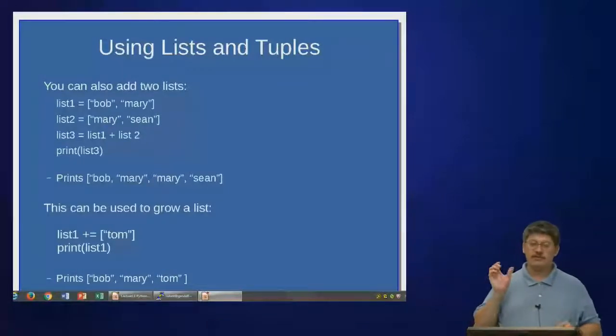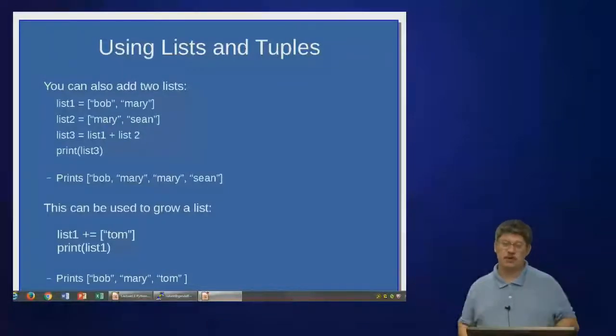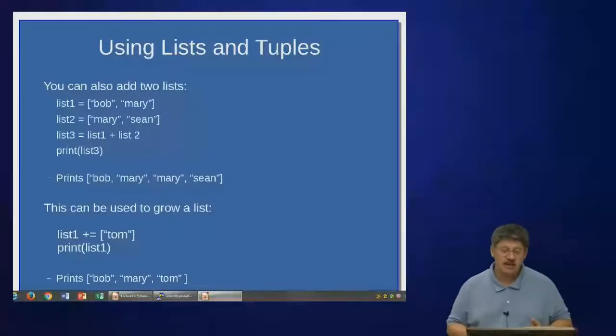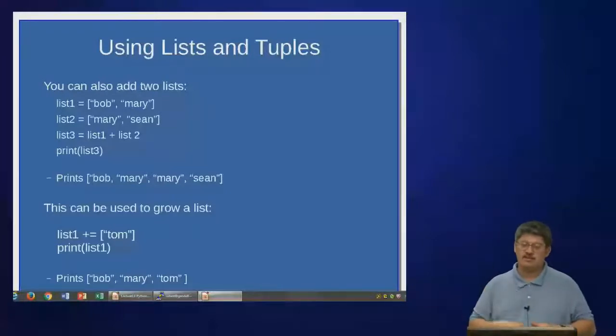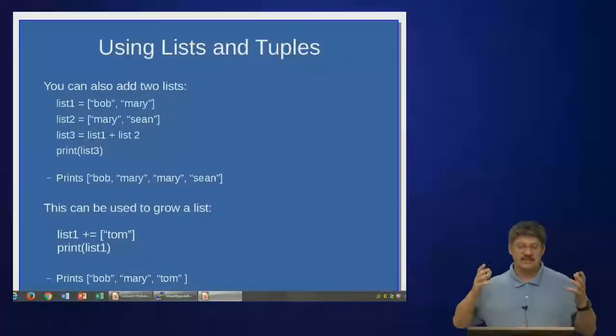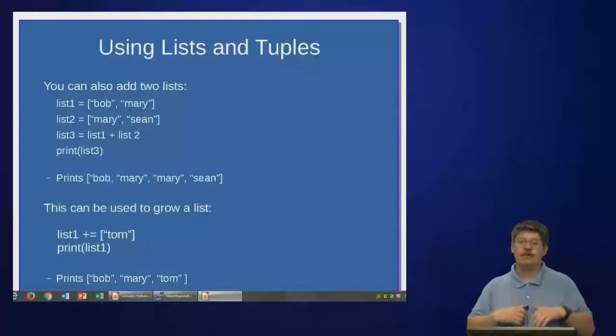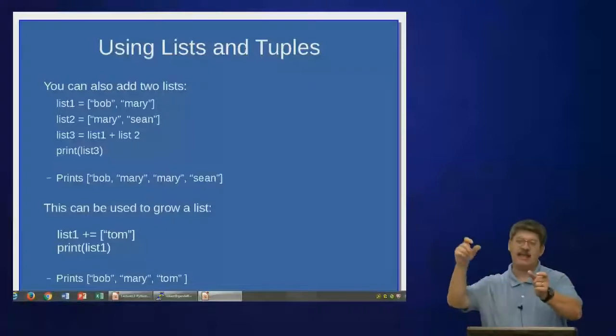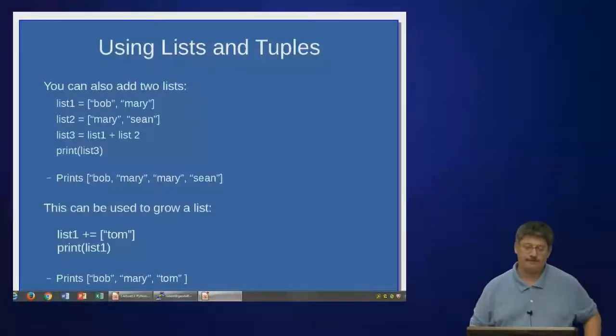It took all the things in list 2 and added them to the end of list 1 to create a new list, list 3. Notice that Mary is there twice. She was there at the end of list 1, and she was there again at the beginning of list 2. So when I add lists, it's not like set union. It doesn't throw away duplicates. I'm actually adding information to the end. So it's going to keep Bob and Mary, and then add Mary and Sean, and I'll have all 4.